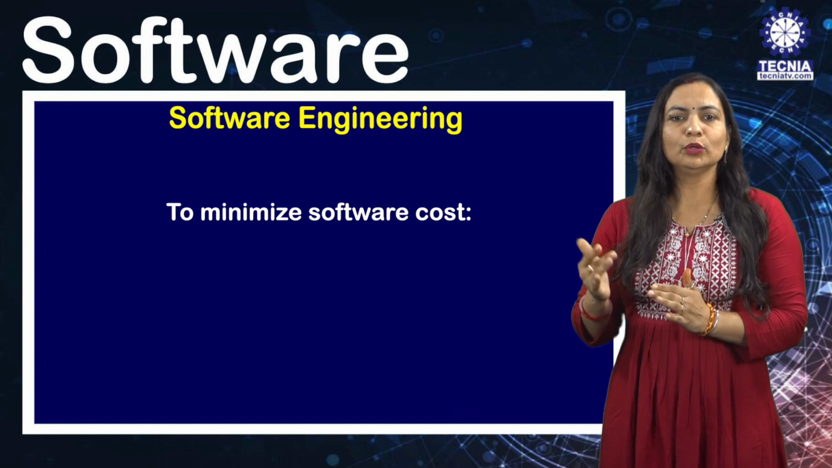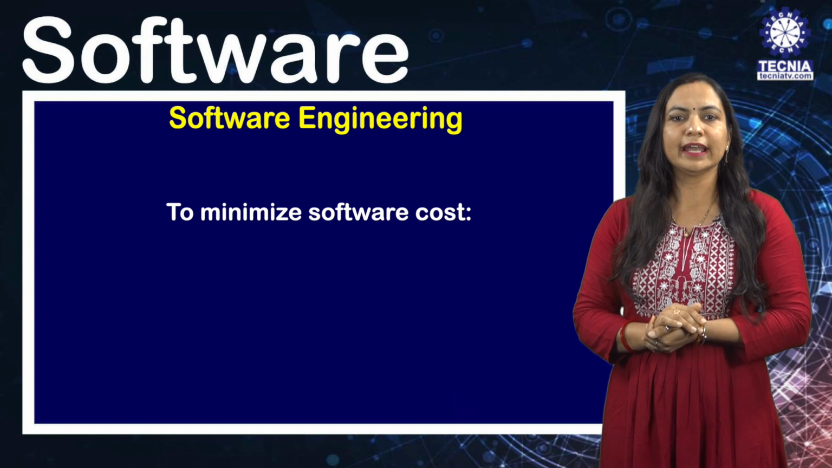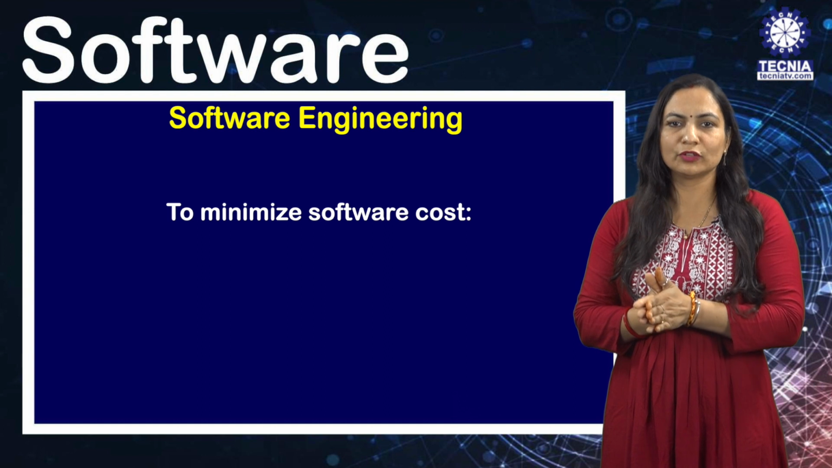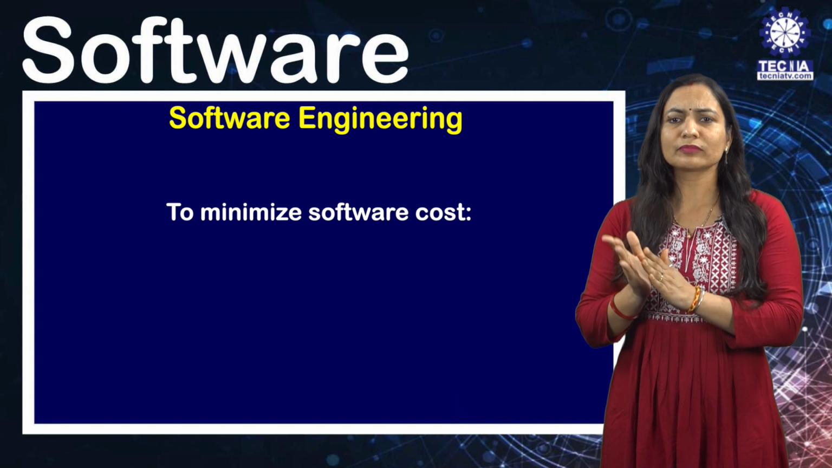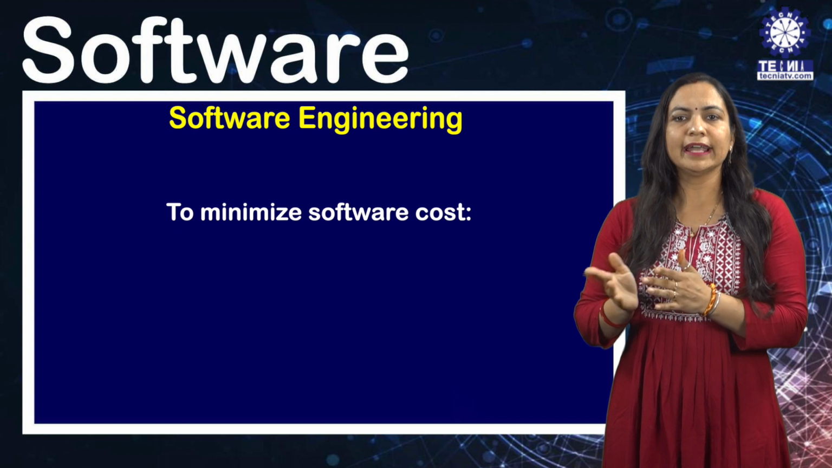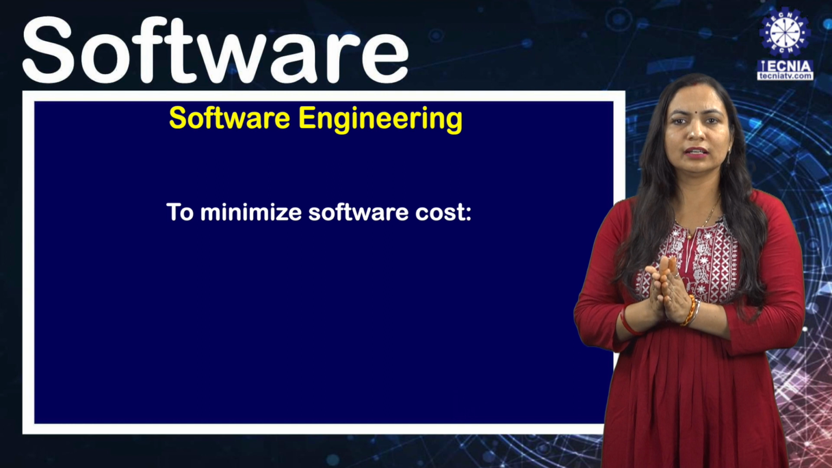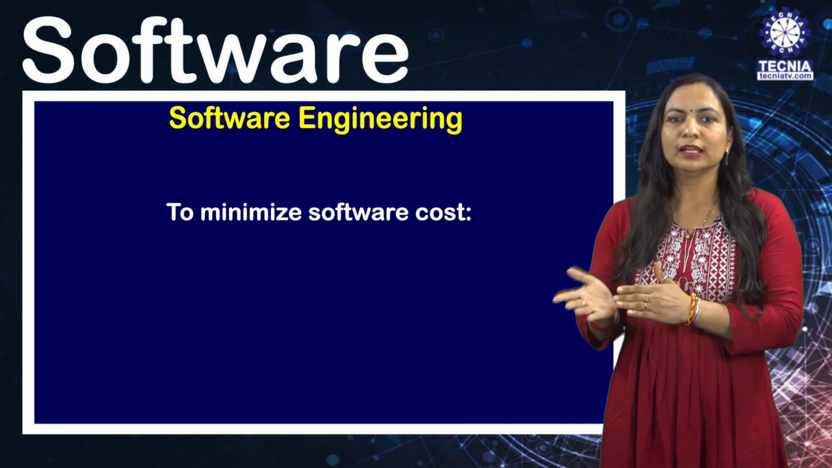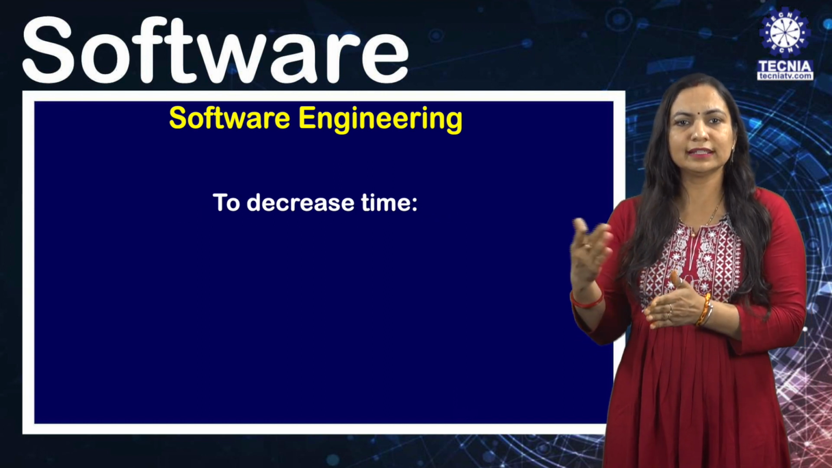The next is to minimize the software cost. Software needs a lot of hard work and software engineers are highly paid experts. A lot of manpower is required to develop software with a large number of codes. But in software engineering, programmers plan everything and eliminate all those things that are not needed. In turn, the cost of software production becomes less as compared to software that does not use the software engineering method.